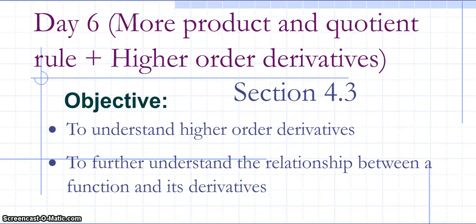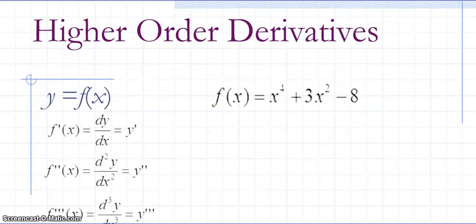And moving on, we're going to go on to a little bit more with the product and quotient rule, but we're also going to talk about higher order derivatives today and do some other fun examples. So first, higher order derivatives. This is something I did mention earlier with some of our problems when we talked about position, velocity, and acceleration, and I mentioned that velocity is the derivative of position and acceleration is the derivative of velocity, which means that acceleration is the second derivative of position.